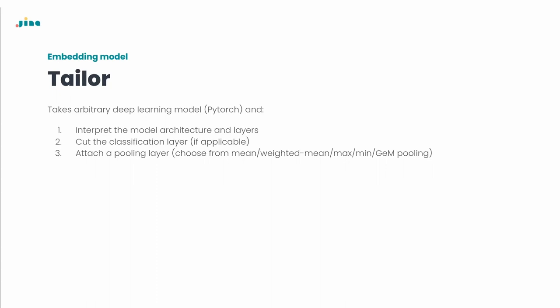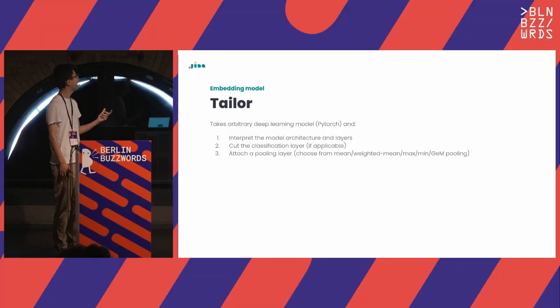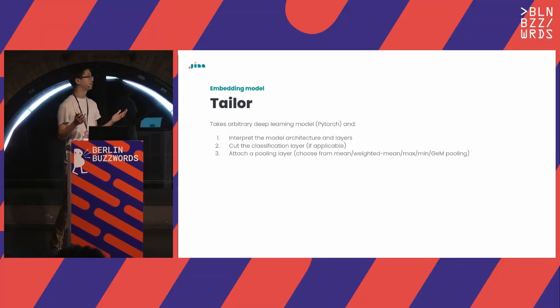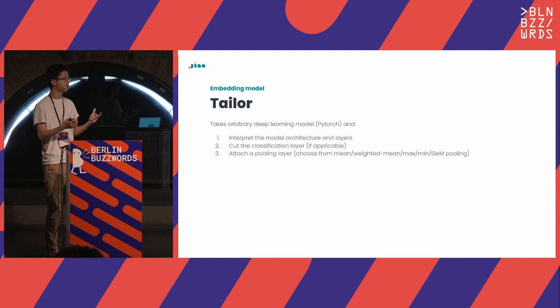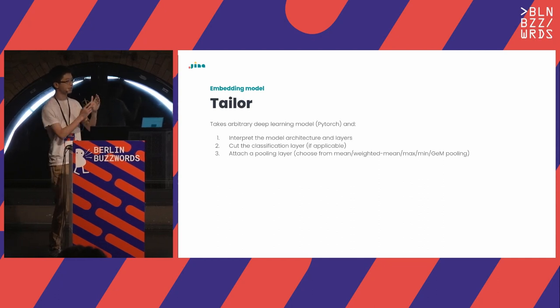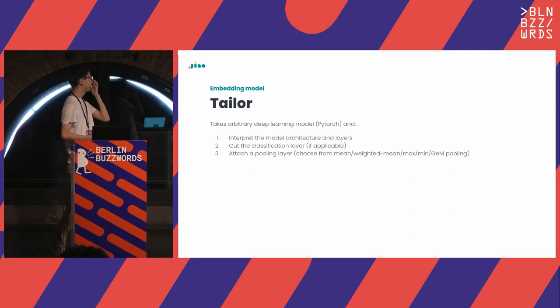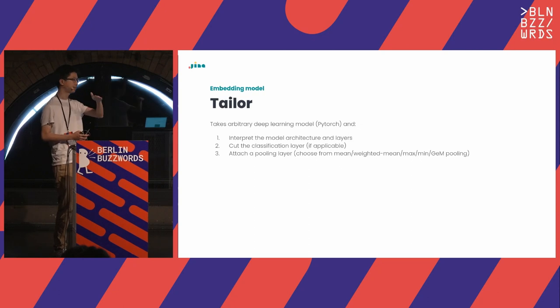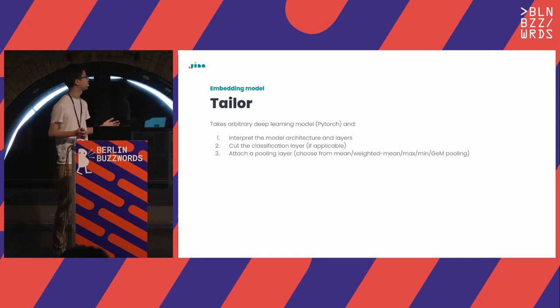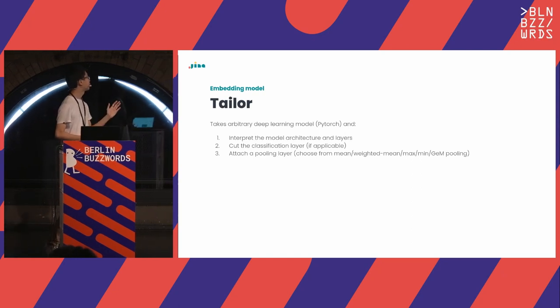At Jina AI, we have a tool called Finetuner, and we implement a component called Tailor. Tailor allows us to take arbitrary deep learning models in PyTorch. It can interpret the model architecture and the layers, which layer can be removed and which layer can be inserted into, so it's quite flexible. If this is a computer vision model, we cut the classification layer, which is the cat-dog layer. But for text models, this is not needed.